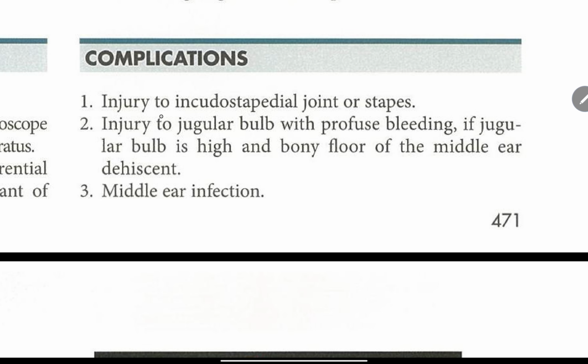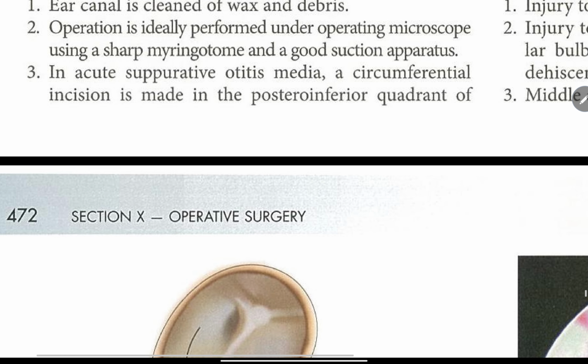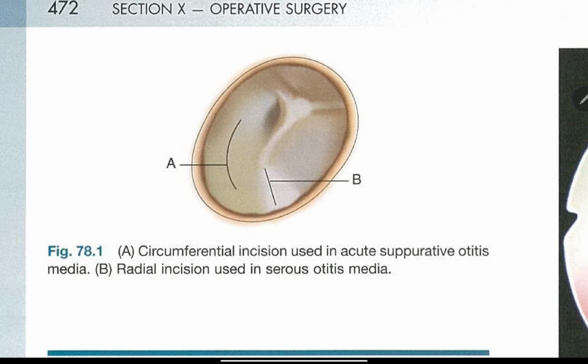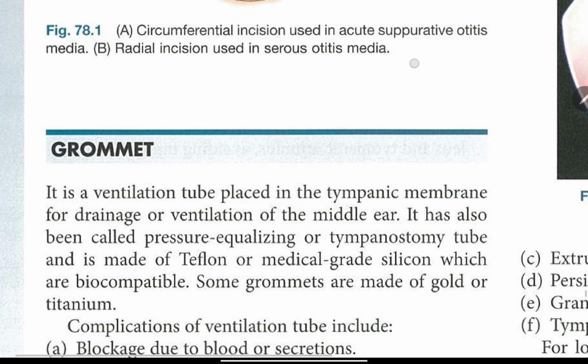Complications. 1. Injury to incudostapedial joint or stapes. 2. Injury to jugular bulb with profuse bleeding, if jugular bulb is high and bony floor of the middle ear is dehiscent. 3. Middle ear infection. Figure 78.1 A. Circumferential incision used in acute suppurative otitis media. B. Radial incision used in serous otitis media.